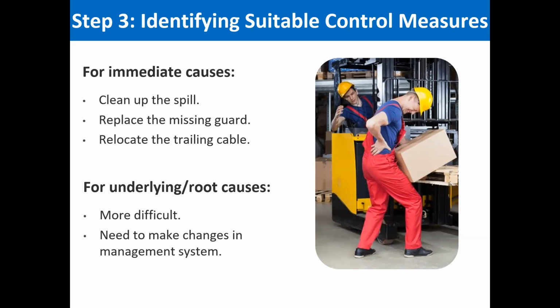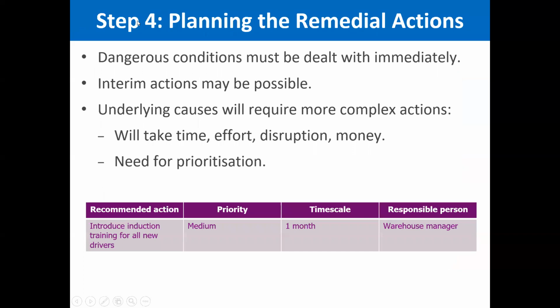Okay. Missing guard could be due to inadequate supervision. There might be nobody, or inadequate inspection of the tools and equipment. So you need to develop an inspection program, an inspection procedure. Relocation of the cable, again, it could be due to poor inspection. So you need to have a proper inspection program in place. So this is how you identify suitable control measures.